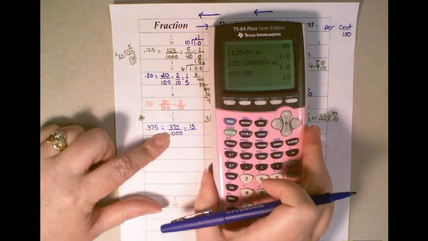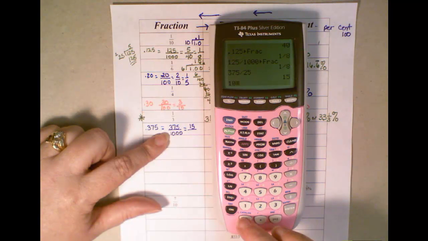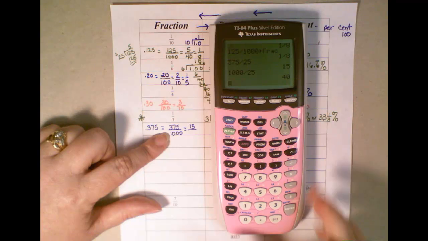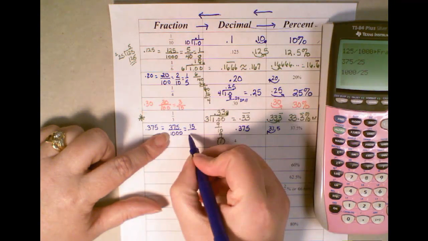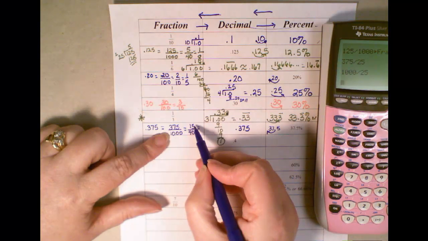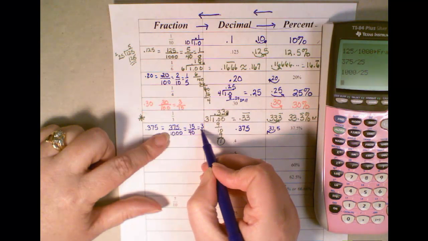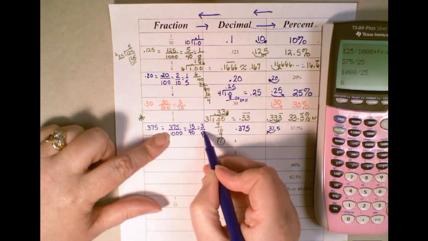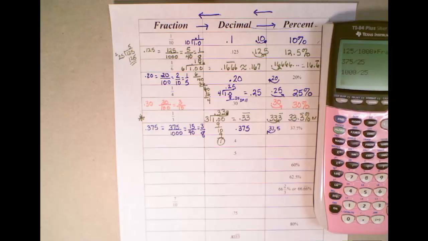And then I'm going to do 1,000 divided by 25, which gives me 40. And then 5 goes into both of those. 5 goes into 15 3 times. 5 goes into 40 8 times.